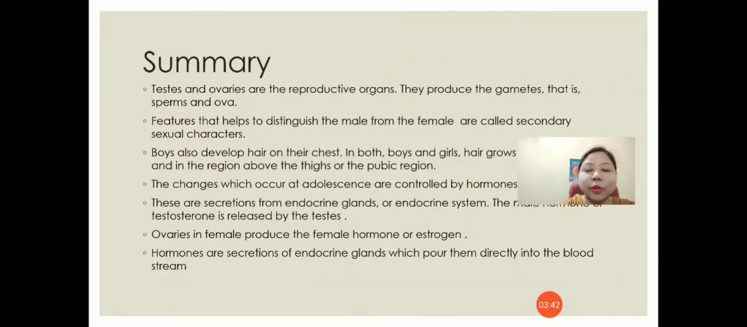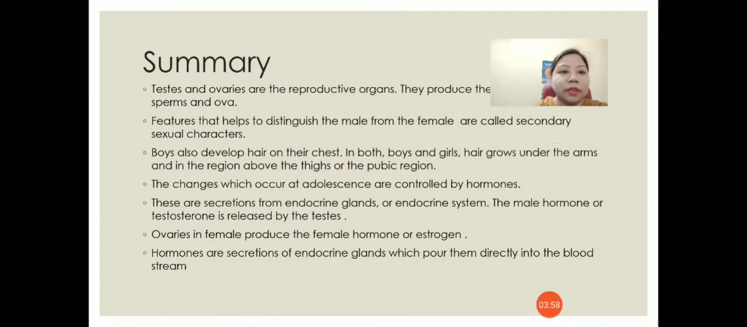Now let us summarize what we have learned in today's class. Testes and ovaries are the reproductive organs. They produce the gametes, that is sperms and ova. Features that help to distinguish the male from the female are called secondary sexual characters. Boys also develop hair on their chest. In both boys and girls, hair grows under the arms and in the region above the thighs or the pubic region. The changes which occur at adolescence are controlled by hormones.